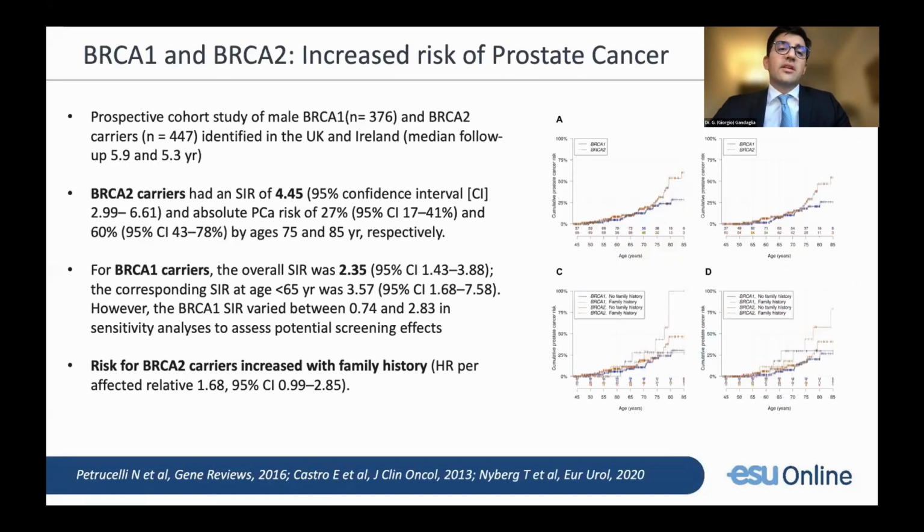Why should we look at these kinds of mutations? Why should we as urologists be interested in BRCA1 or BRCA2 mutations? Well, they confer an increased risk of prostate cancer, and this is clear. These are data coming from a prospective series where we can see that patients who are BRCA1 or BRCA2 carriers have an increased risk of developing prostate cancer at an earlier age compared to their counterparts who were non-carriers.